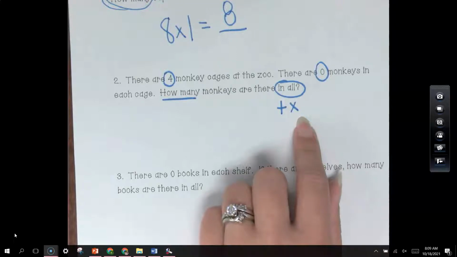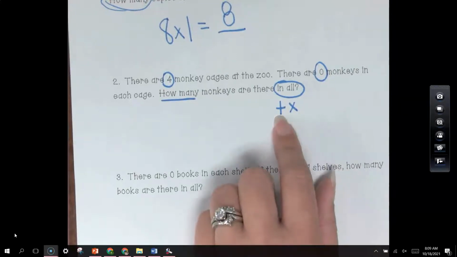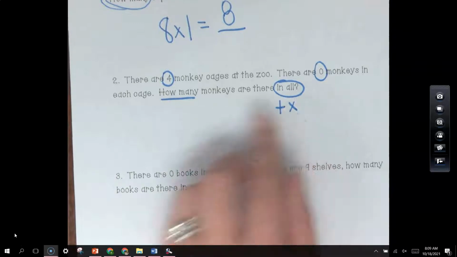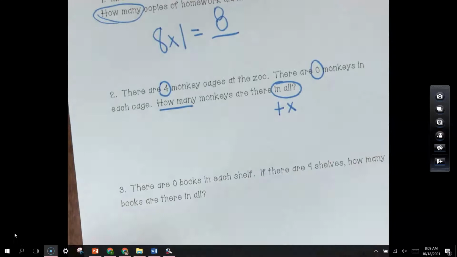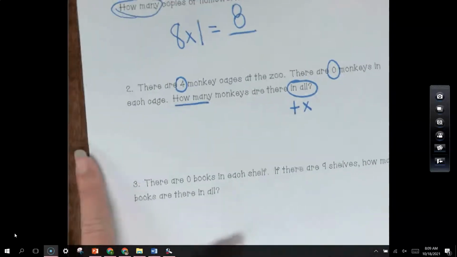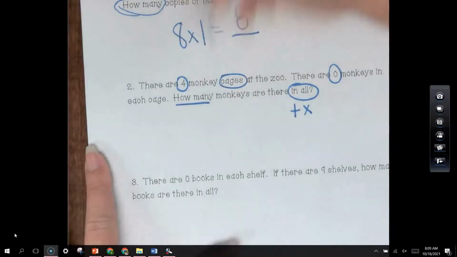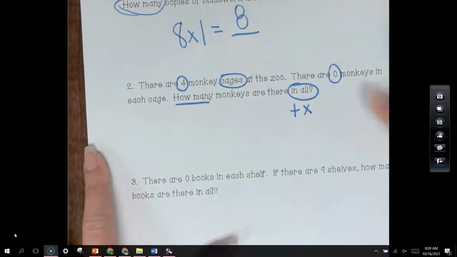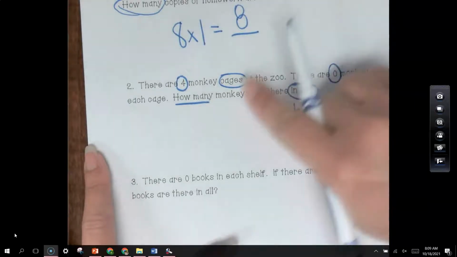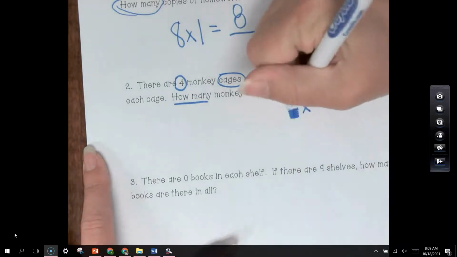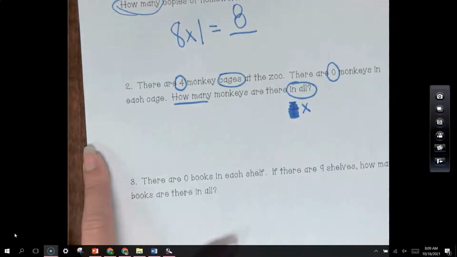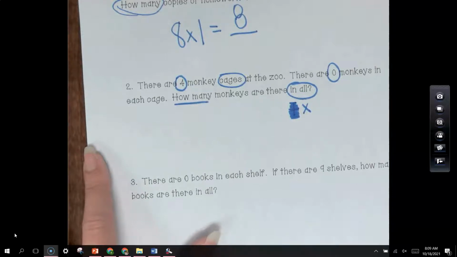Remember that addition keywords are the same as multiplication keywords. Now, you have to ask yourself, do I not have groups or do I have groups? So let's look. 4 monkey cages, 0 monkeys. Are any of those groups? If you said the word cages, you are correct. I would put the monkeys in the cages. Therefore, cages are multiplication. It is a group. I can put something into it. So I know that I am multiplying.